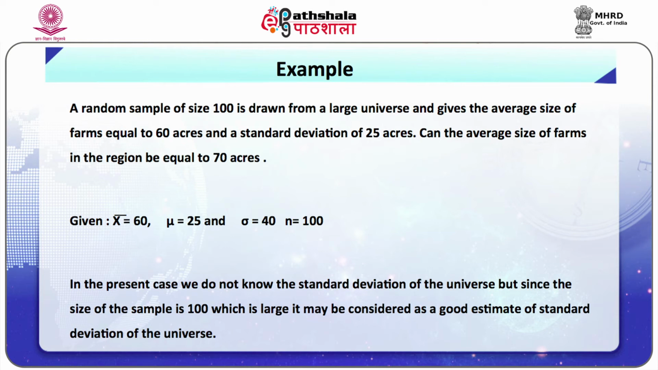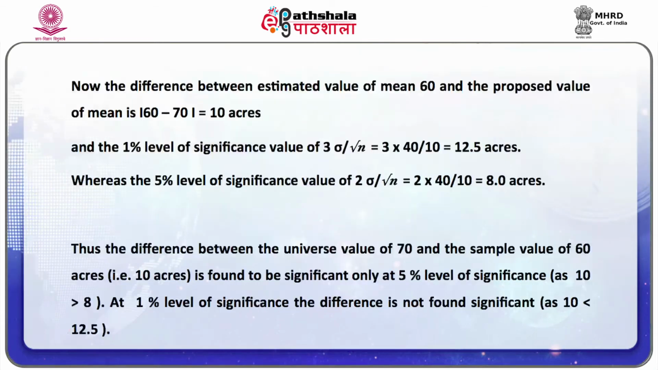Given x bar is equal to 60 and mu, the population mean, equal to 70. We have a sample standard deviation equal to 40 and size of the sample is 100. In the present case, we do not know the standard deviation of the universe, but since the size of the sample is 100, which is large, it may be considered as a good estimate of the standard deviation of the universe.